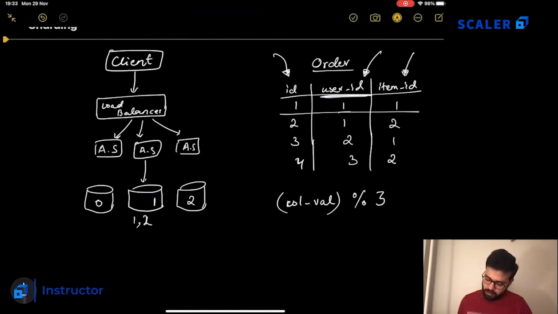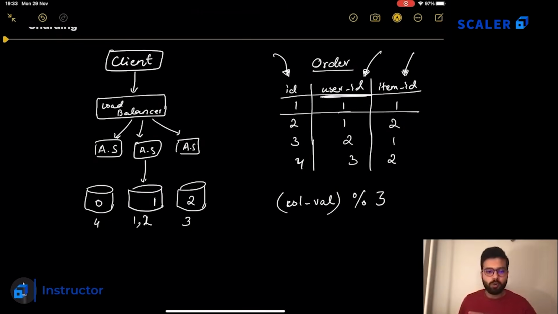The third one, order ID 3, user ID 2, 2 modulo 3 is 2. So order ID 3 will come here. For 4, 3 modulo 3 is 0. So order number 4 will come here. That is how the distribution in an algorithmic fashion takes place.